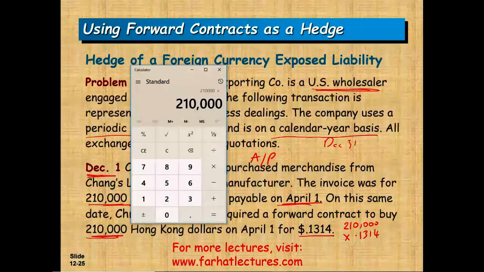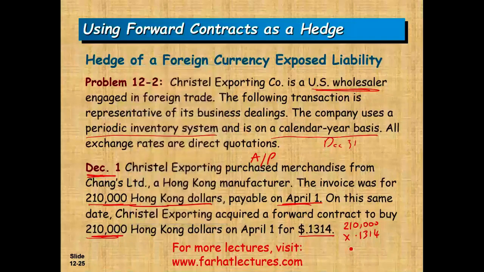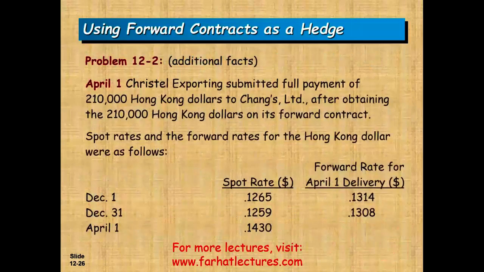210,000 times 0.1314, 27,594. You basically locked yourself into paying this amount. And you're going to see how later. We're going to see the transaction. But this is basically what you are going to be paying for those goods and services. Why? Because you bought a contract and you are guaranteed the price.